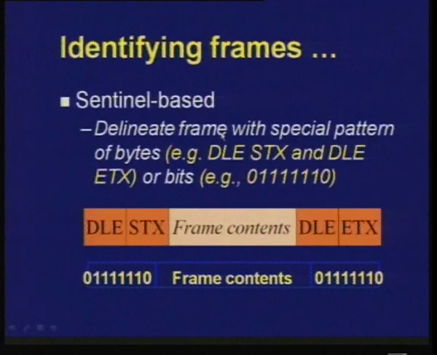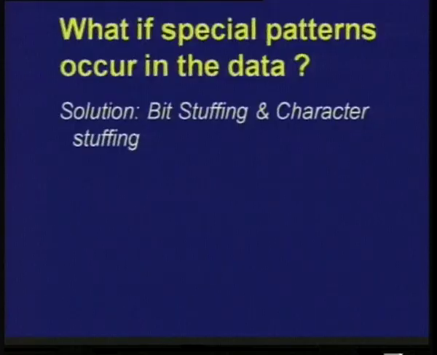Now one of the problems in a sentinel based scheme is what will happen if the special patterns that we are talking about occur as part of the data itself. Look at what happens here. I am talking about using 0 1 1 1 1 1 0 as a pattern which is going to identify the start of a frame or an end of a frame. So the question is, what happens if this particular bit pattern appears somewhere in the data over here? If this pattern appears somewhere in the data, then we have a problem, because that would get interpreted as if it is the end of the frame itself. So now your frame would get truncated. That is something that needs to be avoided. So what if special patterns occur in the data? How do we solve this problem?